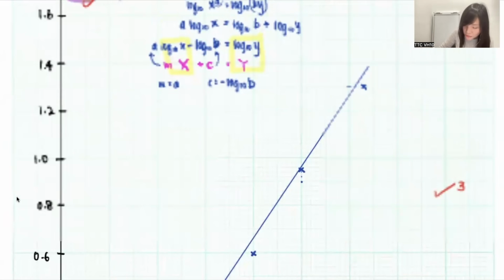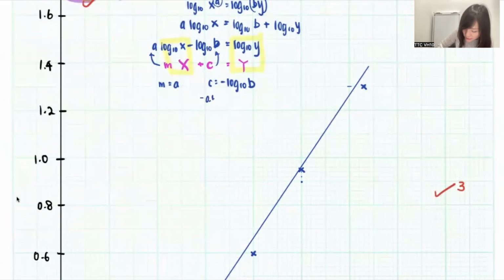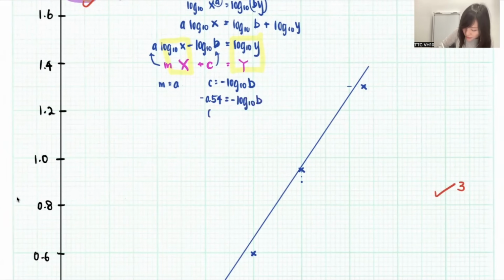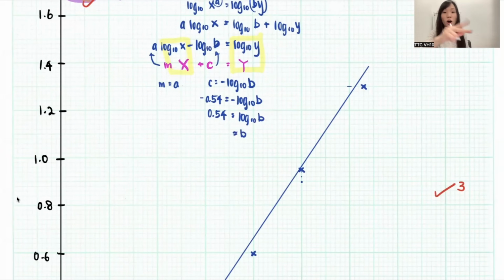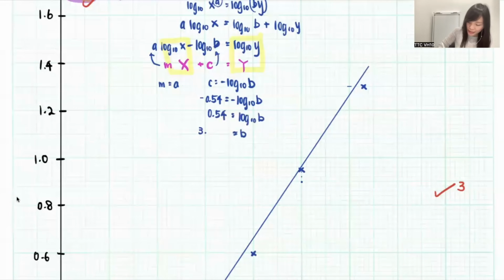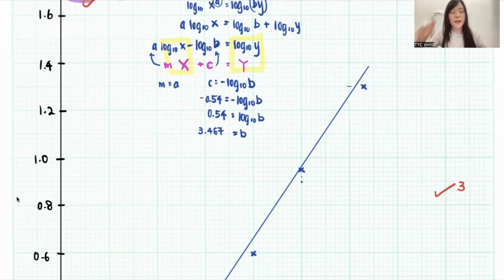So my C, okay, very light. Negative 0.54 equals to negative log 10B. I have negative, you got negative, negative, negative together become positive. So how do we get B answer? Log, move it over, shift log. Remember, log, bring it over, anti-log, shift log. You guys get the answer 3.467. That is my answer for B. You want to write 4 decimal places also can, 4 significant figure also can. So normally I write more lah, okay?